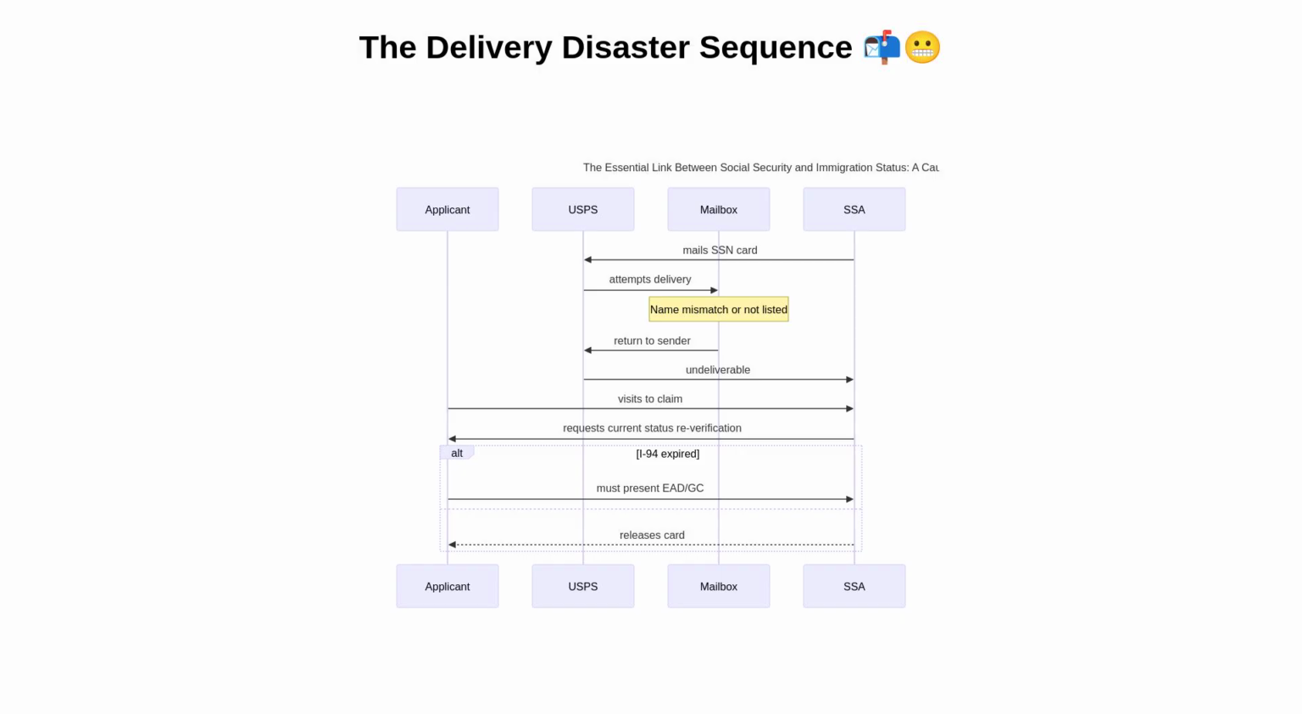This sequence diagram illustrates the delivery failure scenario. First, SSA mails the SSN card via USPS. Next, USPS attempts delivery, but if the mailbox name does not match or the recipient is not listed, the mail is returned to sender. Then, USPS returns the undeliverable card to SSA. After that, the applicant visits SSA to claim the card. At this point, SSA requests current status re-verifications. If the I-94 has expired, the applicant must present an EAD or green card. Otherwise, SSA releases the card.